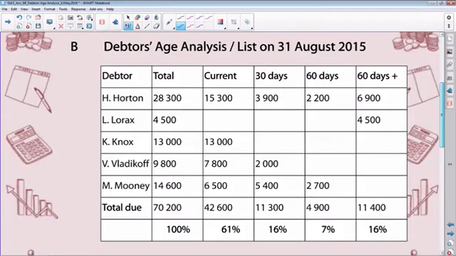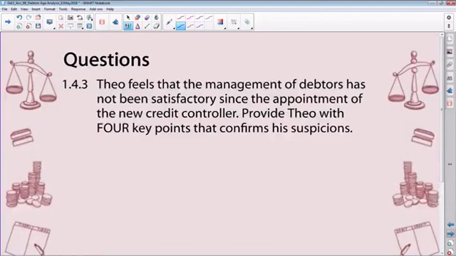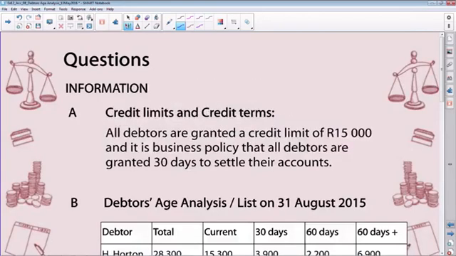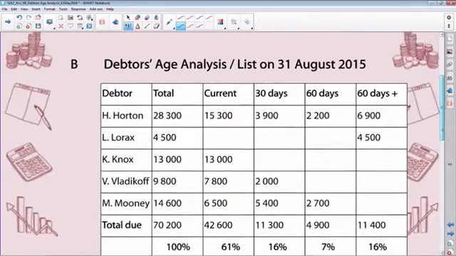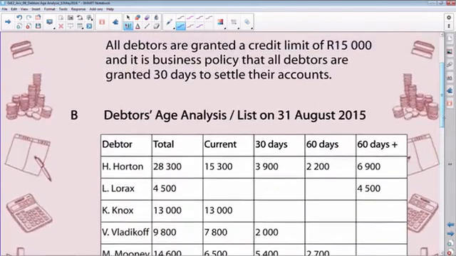And the question actually says, let's see what the question says. It says, provide Theo with 4 points to confirm his suspicion. He's not totally satisfied with the new credit controller. You now have to provide evidence based on the information that you have here in your debtors age analysis to verify whether that is actually the case or not. So remember, your debtors are granted a limit of 15,000 Rand and they are granted 30 days in order to settle their accounts. Go for it.